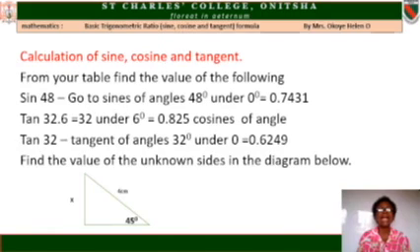Calculation of sine, cosine, and tangent. From your table, find the value of the following. Sine 48 degrees. Go to sines of angles, 48 under 0 degrees. We have 0.7431. Then cosine 32 degrees: 32 under 6 degrees, cosines of angles. You have 0.825. Tan 32 degrees. You go to tangent of angles, 32 under 0. We have 0.6249. Now we are going to use this right-angled triangle to calculate the unknown side in the following diagram.